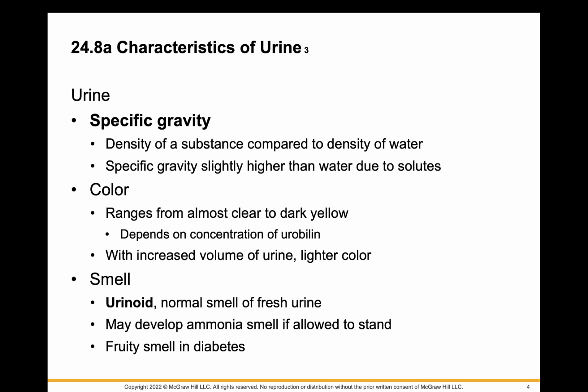Specific gravity. This is the density of a substance compared to the density of water, and specific gravity of urine is slightly higher than water due to solutes typically found in urine. The color of urine ranges from almost clear to dark yellow. It depends on the concentration of urobilin. With increased volume of urine, there is a lighter color. Urine that is more concentrated will have a much darker color.